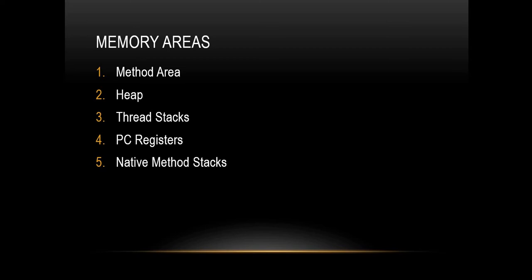Prior to Java 8, this method area was a part of PermGen space, which was inside the JVM only. But since Java 8, this method area is a part of Metaspace, which resides outside the JVM. Okay, one more thing about the method area: it holds the class code, method code, constructor. It also holds the runtime constant pool.